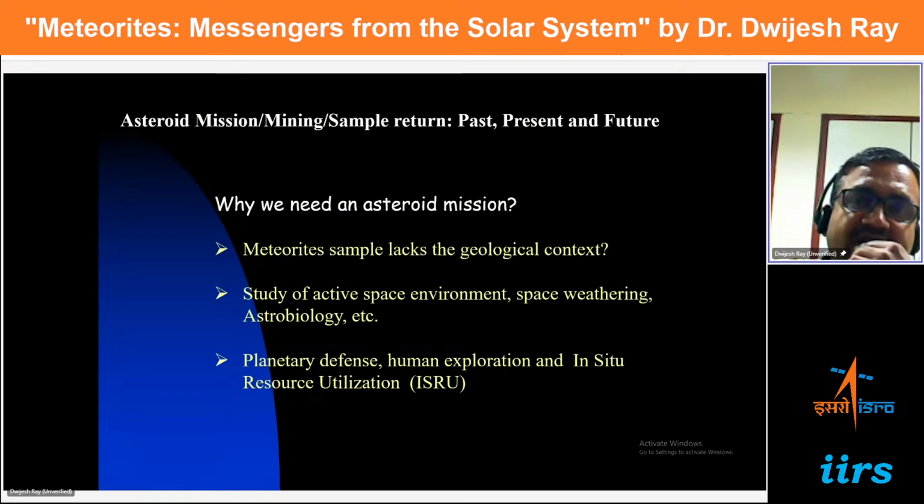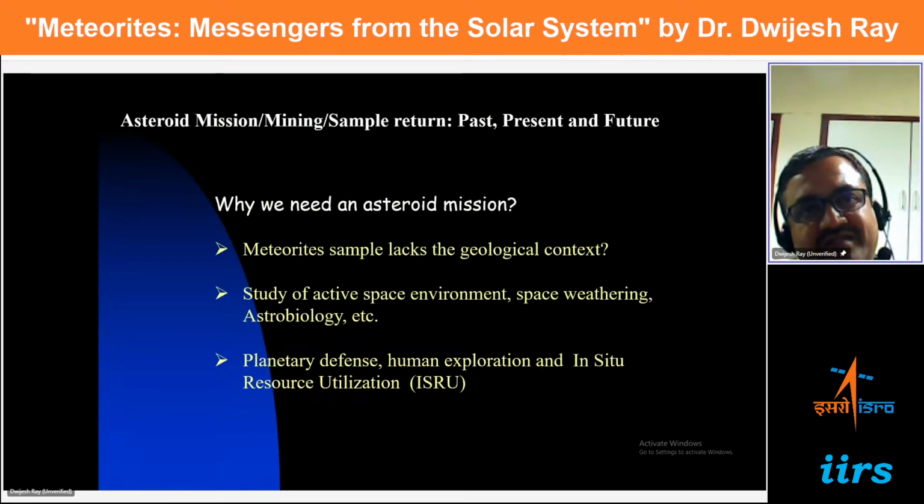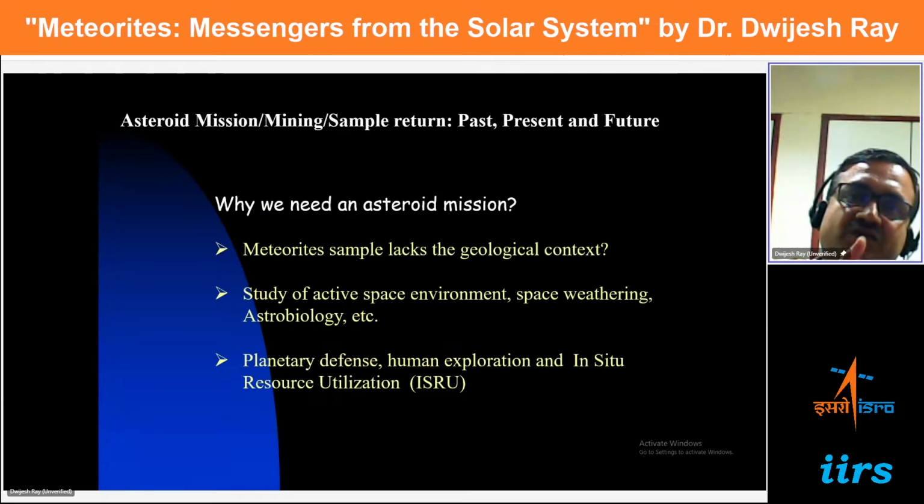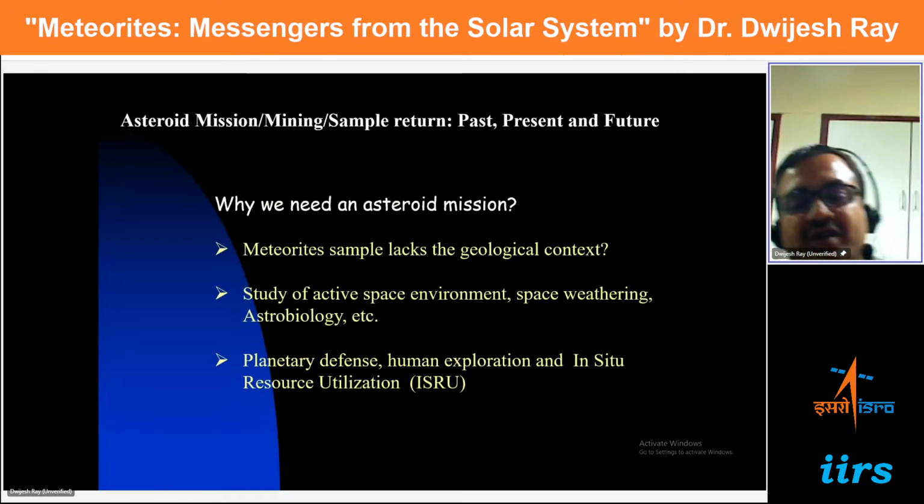And also we can develop in situ resource utilization. Some of the meteorites are very rich in metals, sometimes platinum group elements, maybe rare earth elements. Those are critical minerals or strategic minerals. So maybe in the future we can think about whether it is possible to mine them, or whether it is economically exploitable to bring samples from an asteroid to the earth. We have to develop this exercise from now.